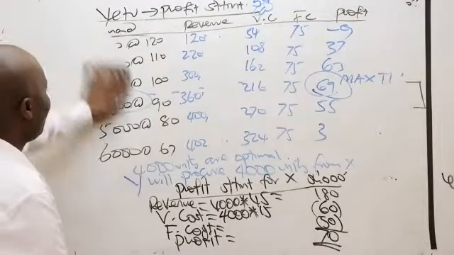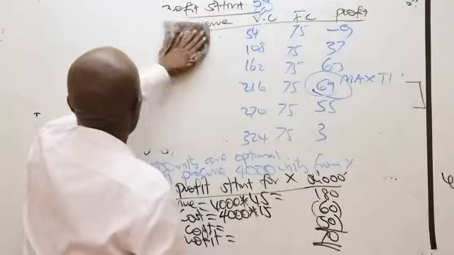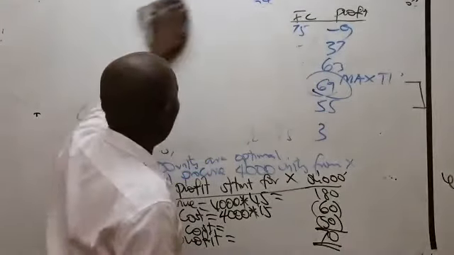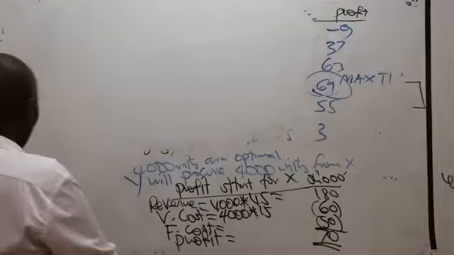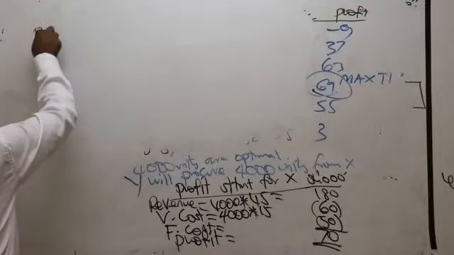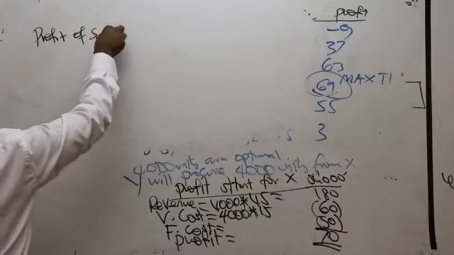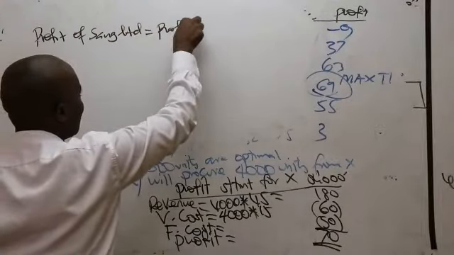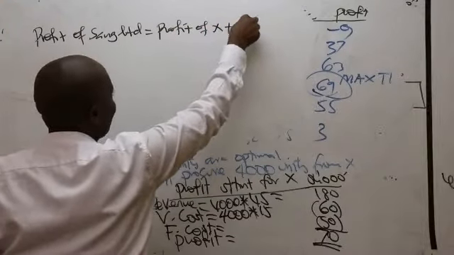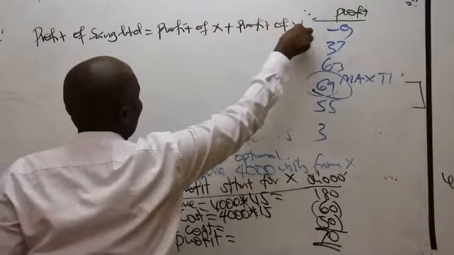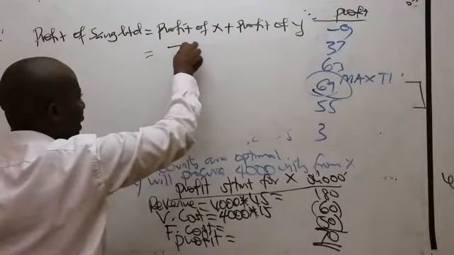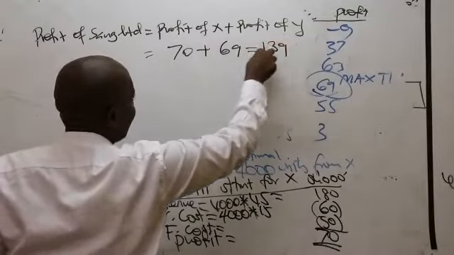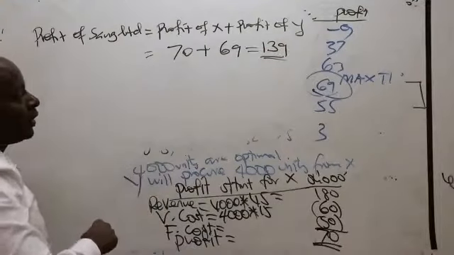And therefore, the profit of Sang Limited will be equal to profit of X plus profit of Y, which is 70 plus 69, and that gives us 139,000.